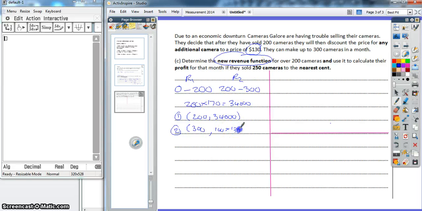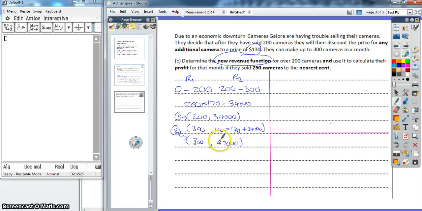Oh, 130. And we've already made 34,000. So our total revenue is going to be... sorry, 300 is the number of cameras sold. 100 times 130 gives us 13,000, plus 34,000 gives us 47,000. So we've got 2 points there. There's point 1 and point 2.